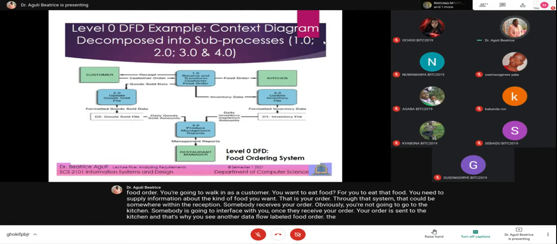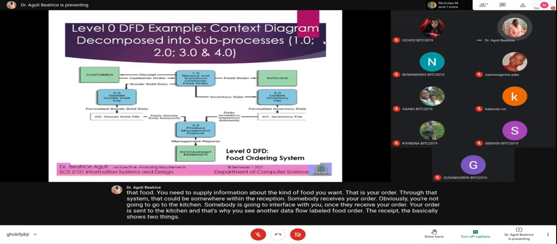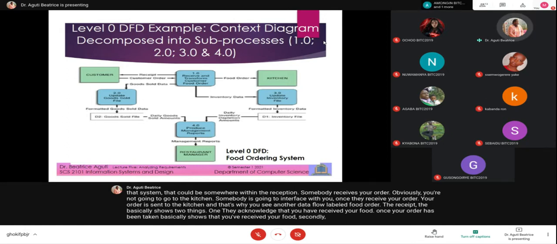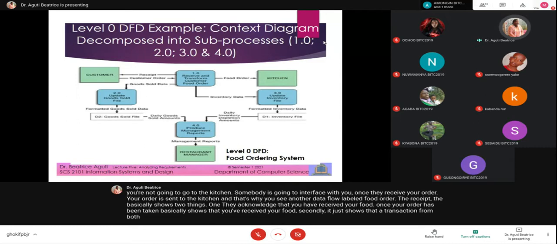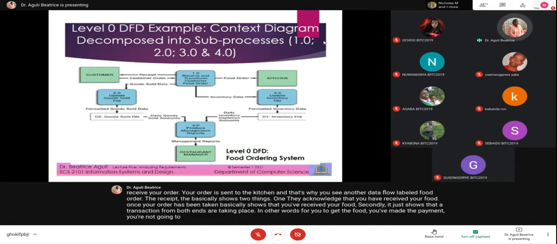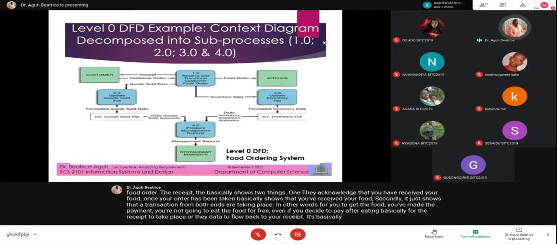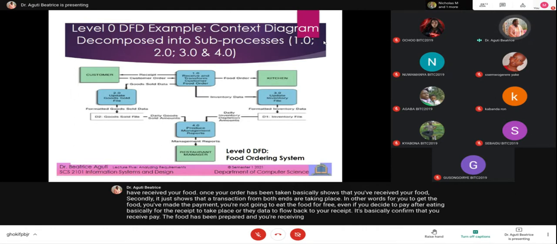The receipt there basically shows two things. One, they acknowledge that you have received your food. Once your order has been taken, it basically shows that you've received your food. Secondly, it also shows that a transaction from both ends has taken place. In other words, for you to get the food, you've made the payment. You're not going to eat the food for free. Even if you decide to pay after eating, for the receipt to take place, or the data to flow back to your receipt, it basically confirms that you've received, paid, the food has been prepared, and you're receiving it.